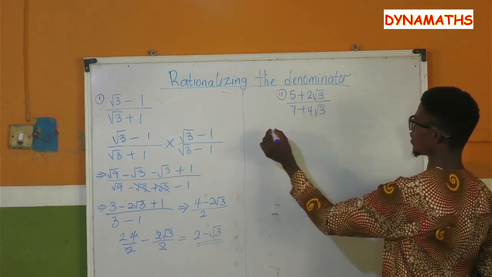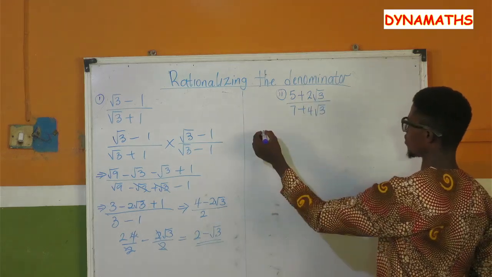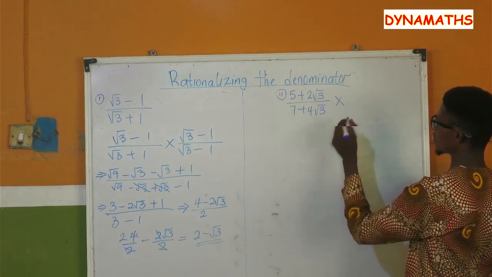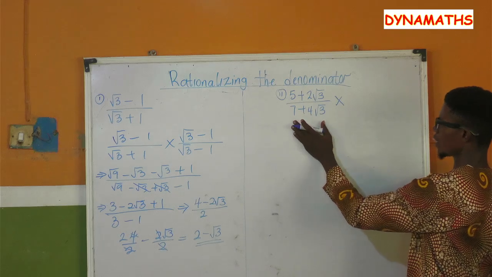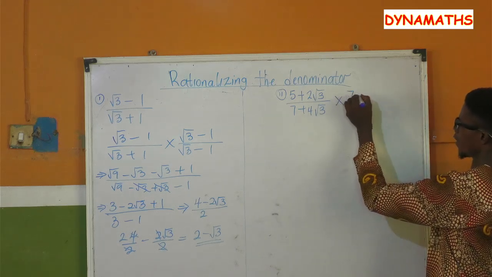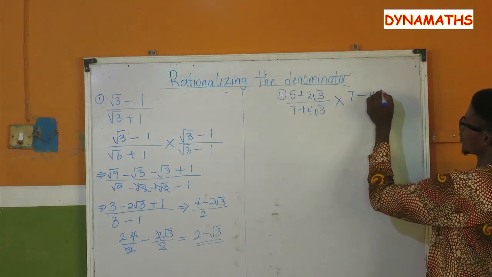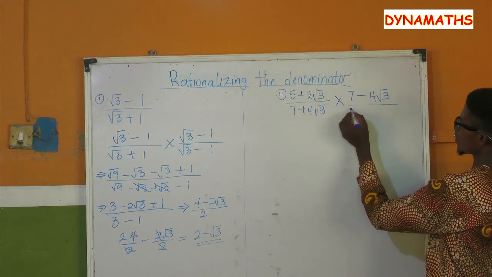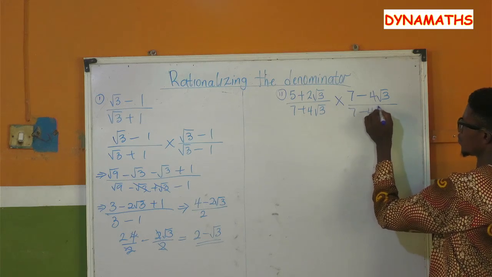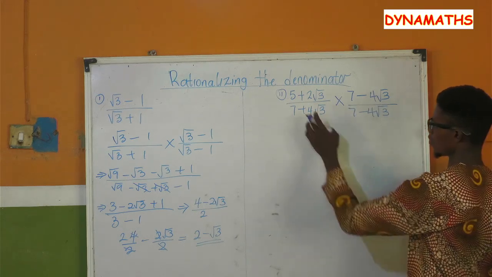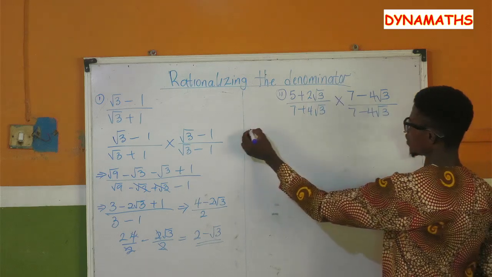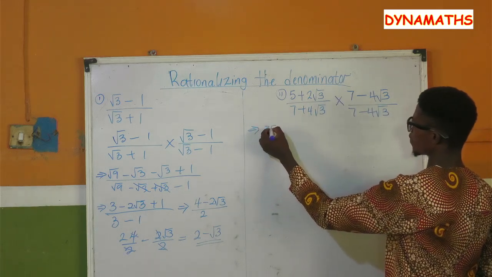So we have 5 root 3. So we're going to follow the same principle of what we have done here. So let's multiply by, like I said, the conjugate of the denominator. So that will be 7 minus 4 root 3 over 7 minus 4 root 3. Yes, so let's multiply 5 times 7. That's going to give us 35.